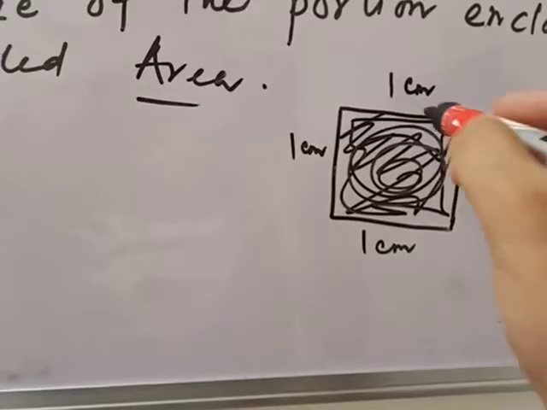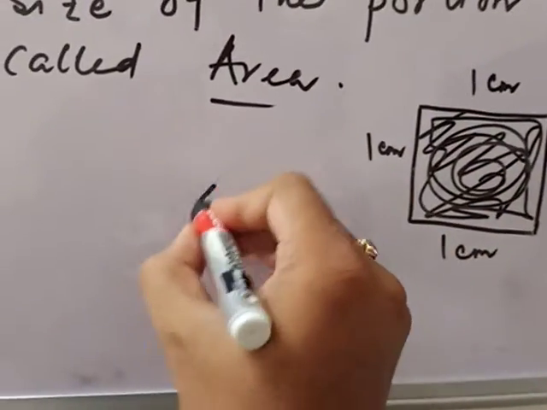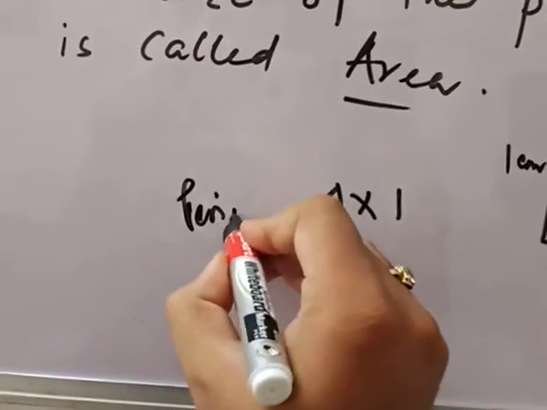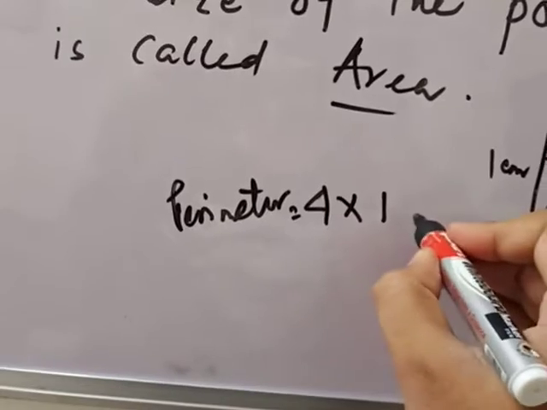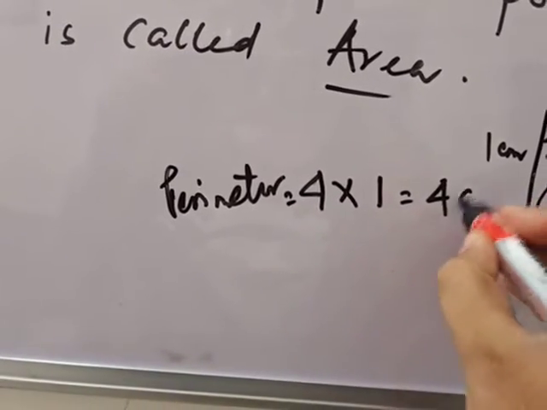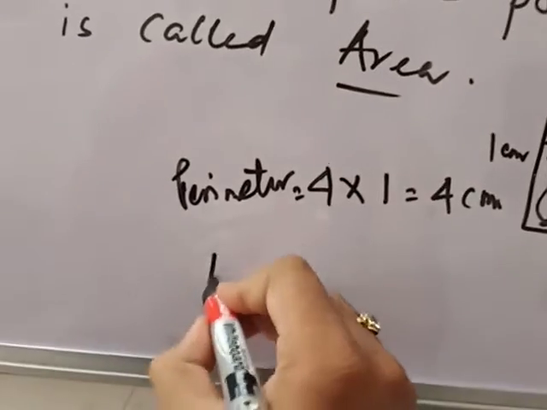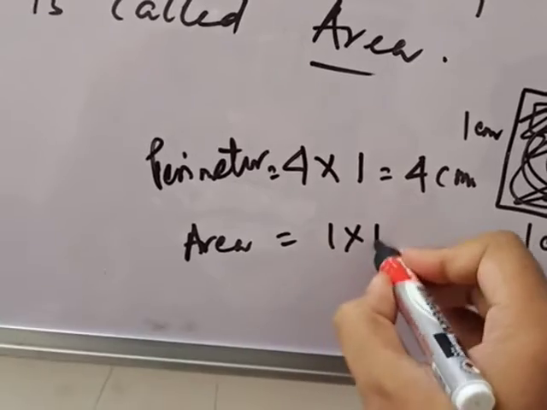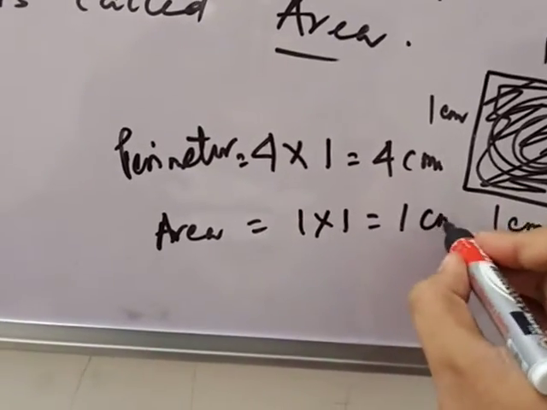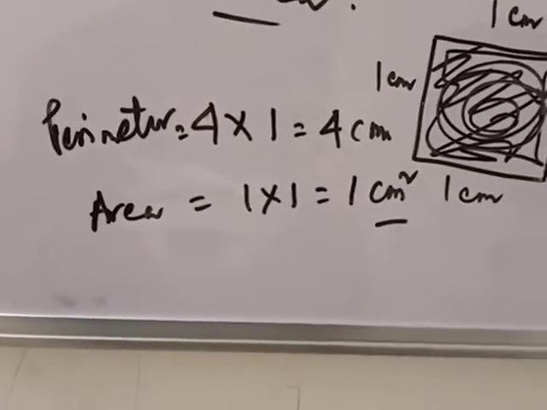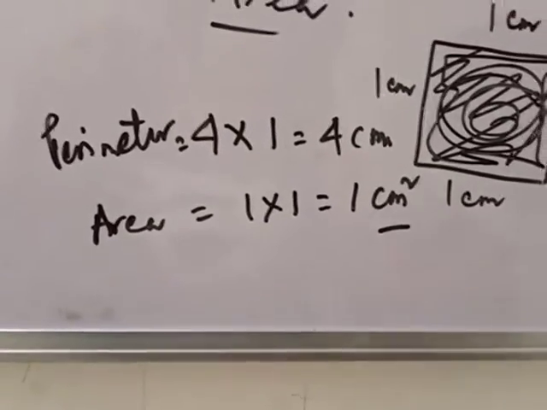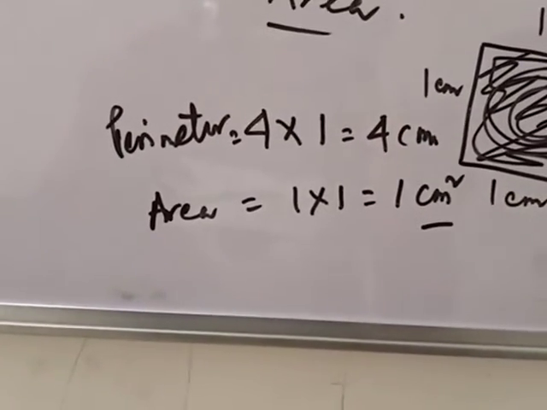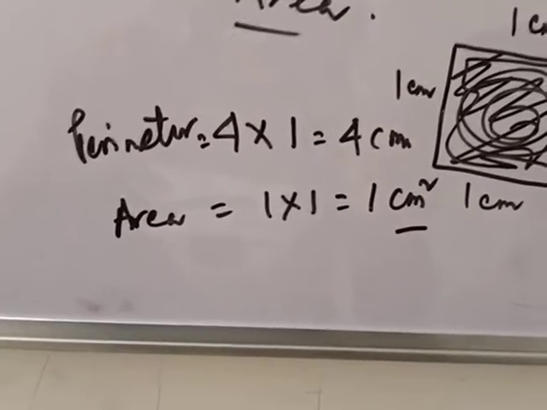So here, see that the perimeter of the square is 4 into side. So side is 1, so perimeter equals 4 into 1, that is 4 cm. But in area, that is side into side. That means 1 into 1, that is 1 cm square, or square centimeter. Why? Because in area the unit is always square unit. The very important part: in area the unit is always square unit.